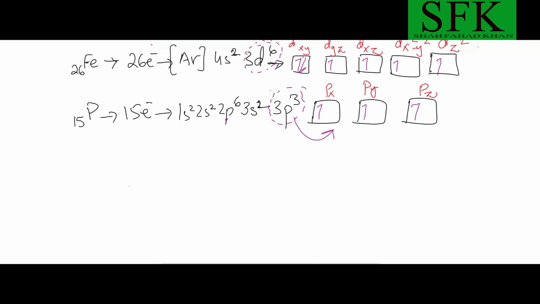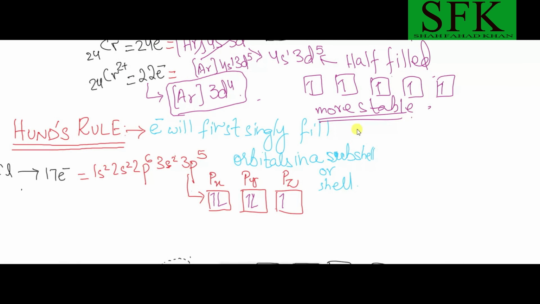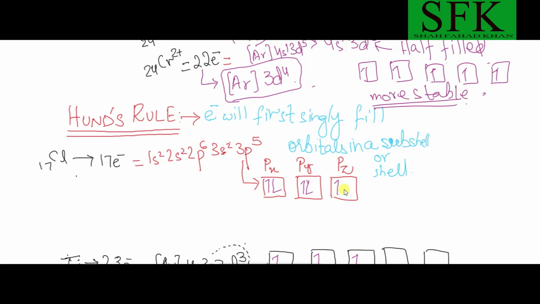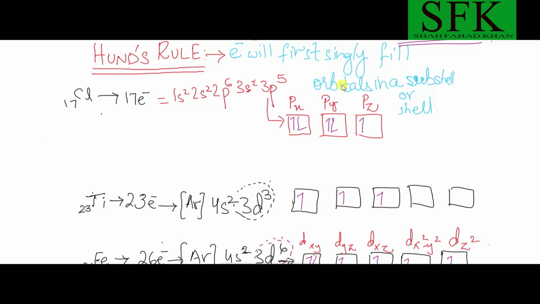So that's it for Hund's rule. To sum it up, electrons are going to be filled singly first, and then they'll start pairing up with the electrons that are already there but will have opposite spins.